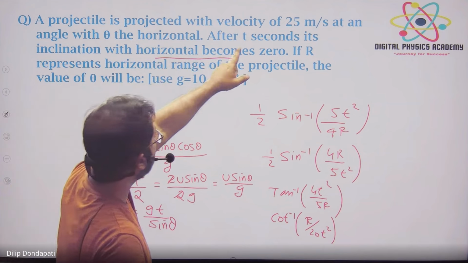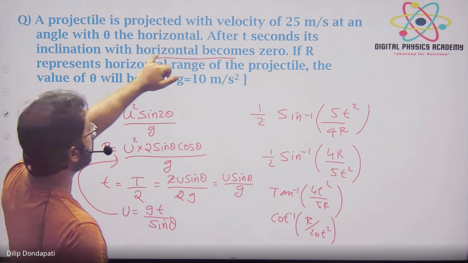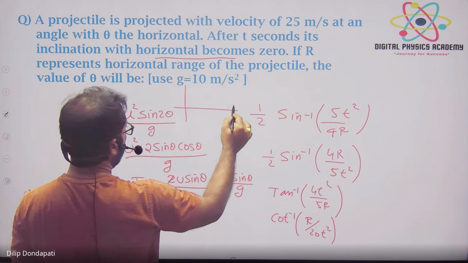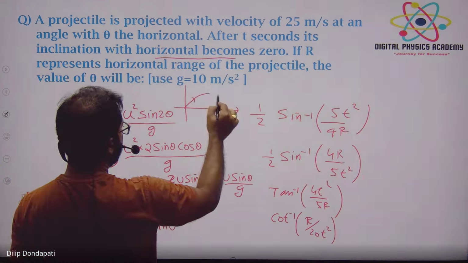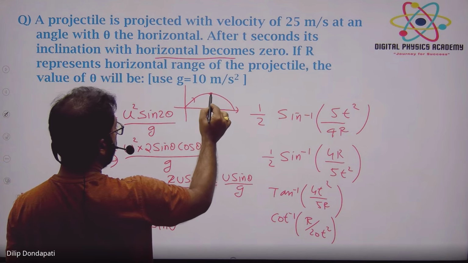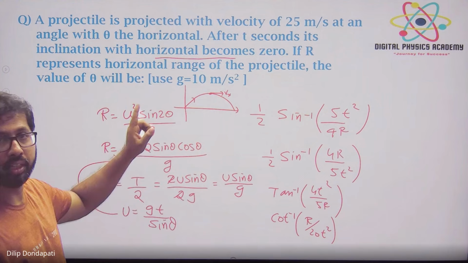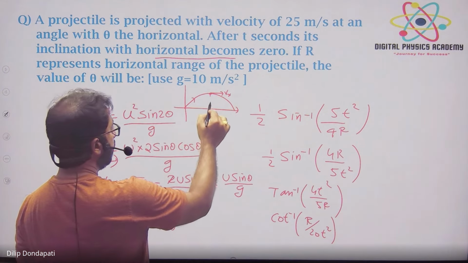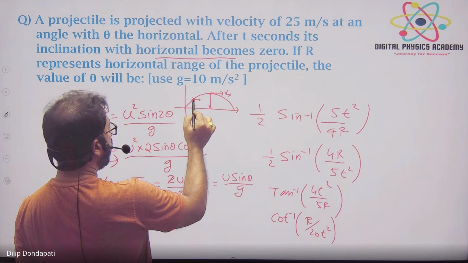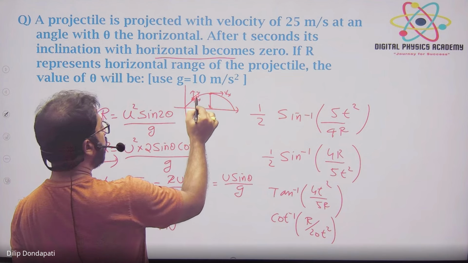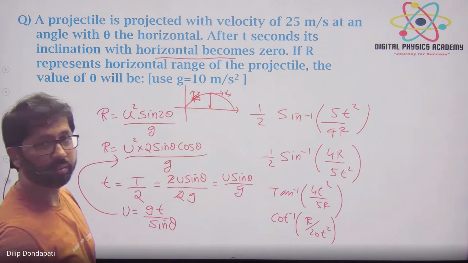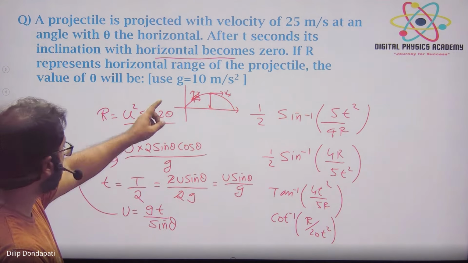Sir, how do we know small t equals capital T by 2? Look, after time t seconds the inclination with the horizontal becomes 0. If you are throwing an object, it goes up and comes down. At the top, which velocity will be there? Only vx will be there, right? With the horizontal there is no angle, and there is no vy at that point. That's why it is the maximum height. At every other point both components exist and the inclination alpha is there, but here it is not. That's why it is time of flight by 2.